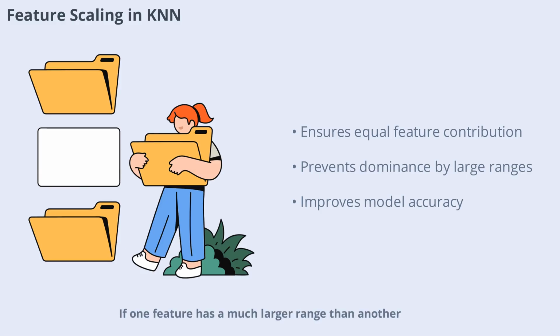If one feature has a much larger range than another, it will dominate the distance metric, making other features irrelevant. For example, in a fitness app, if weight is measured in grams and age in years, the age difference becomes negligible compared to weight, skewing the results. Proper feature scaling ensures that all features contribute equally to the distance calculation, improving the model's accuracy.